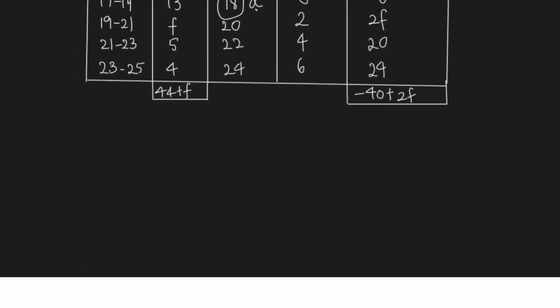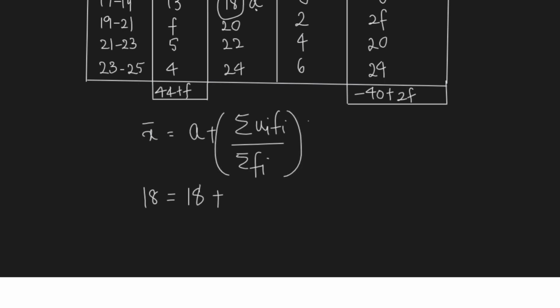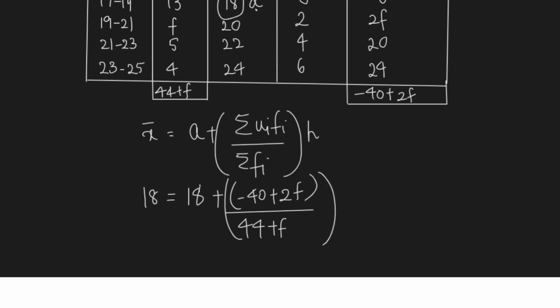Now it's time to apply the formula. What is the formula that we use for the assumed mean method? X bar equals a plus sigma uifi divided by sigma fi, and in this formula it should be multiplied by h. Now what is x bar? The mean is given to be 18, and the value of a is also 18, plus sigma uifi is negative 40, divided by sigma fi, that is 44 plus f, and this should get multiplied with h.